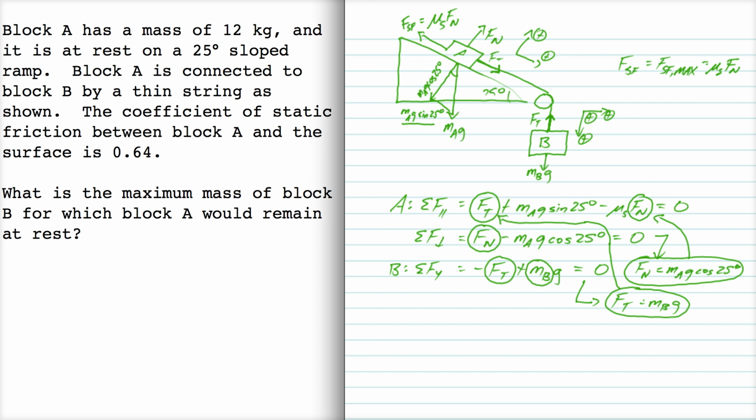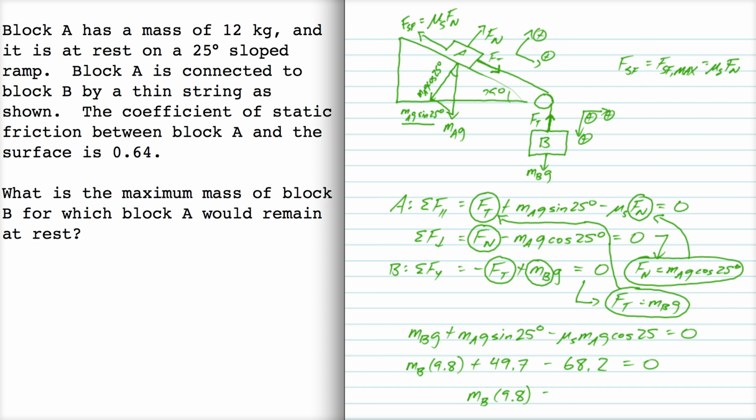Okay, so making those substitutions, I get mBg plus mAg sine 25 minus mu sub s times mAg cosine 25 is equal to 0. Alright, well, my only unknown is mB. So I have mB times 9.8 plus 49.7, and this works out to be 68.2. So mB works out to be 1.9 kilograms.